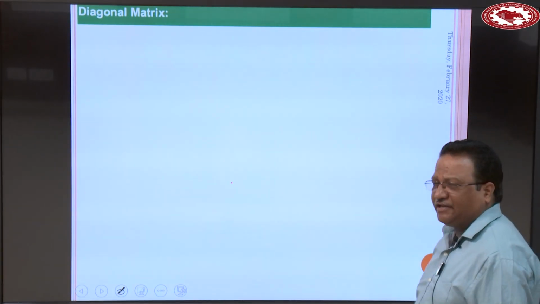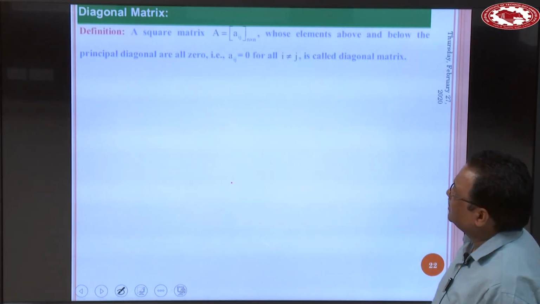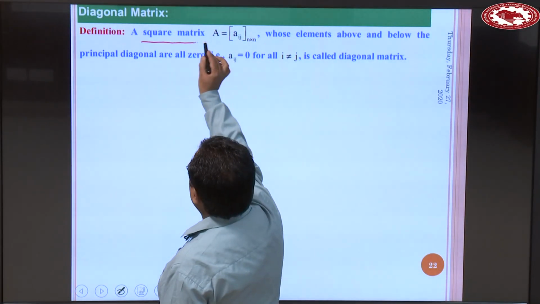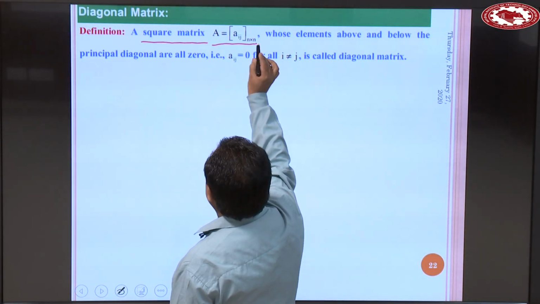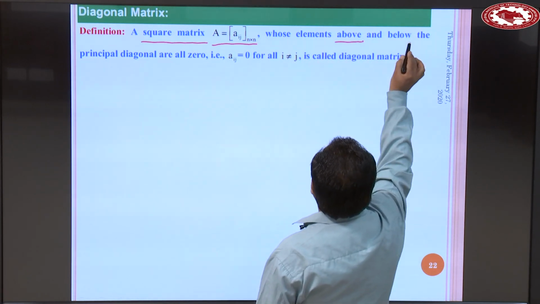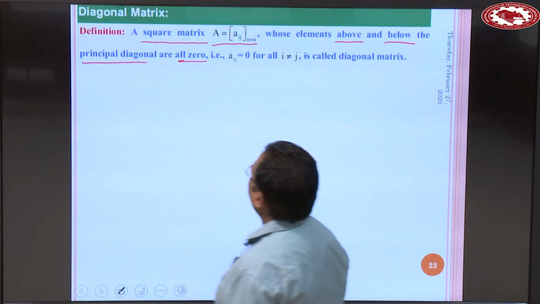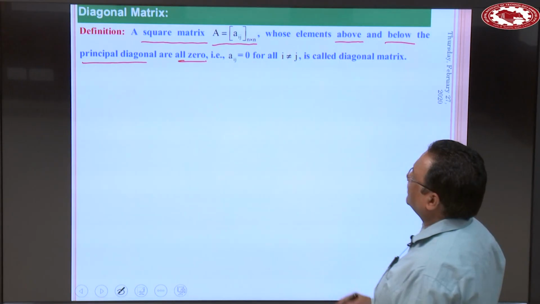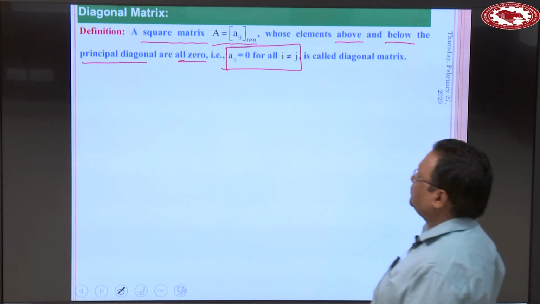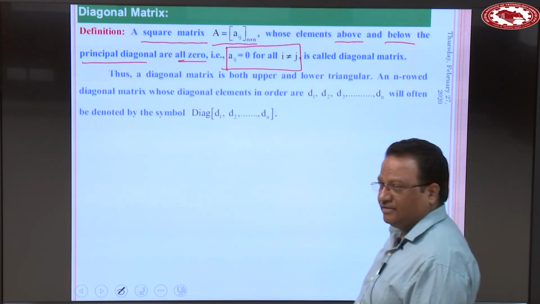Then one more definition: what is a diagonal matrix? A square matrix A = [aij] of order n by n whose elements above and below the principal diagonal are all 0, that is, aij is equal to 0 for all i not equal to j, is called a diagonal matrix.